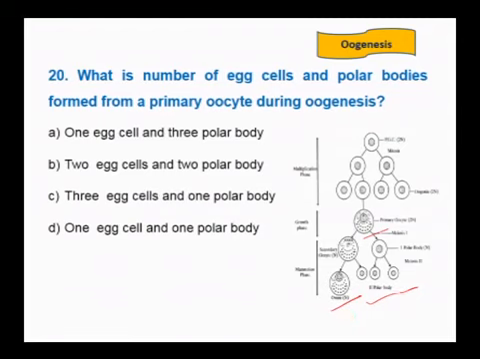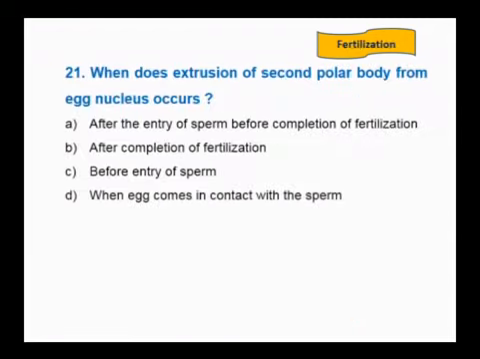So 1 egg and 3 polar bodies. So therefore A is the right option. When does extrusion of second polar body from egg nucleus occurs?